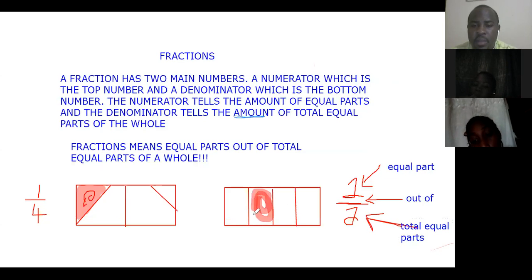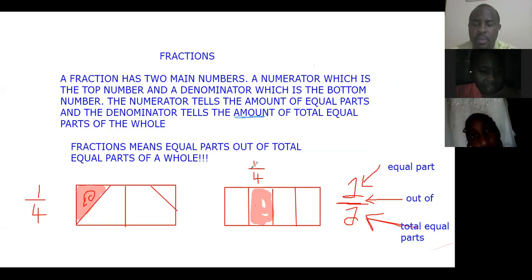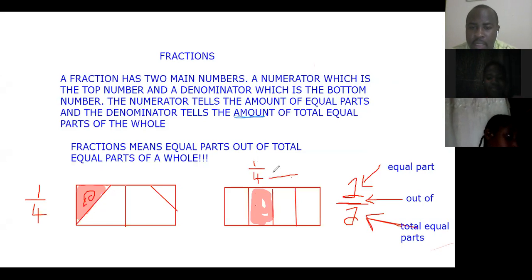What fraction is this? Yeah, that is 1/4. What do you say, Zaria? Yeah, I agree with John, sir. 1/4. Okay, tell me, why is this 1/4? Because there are 4 equal parts. There are 4 total equal parts. Yes, sir. So remember, the denominator tells the amount of total equal parts of the whole.